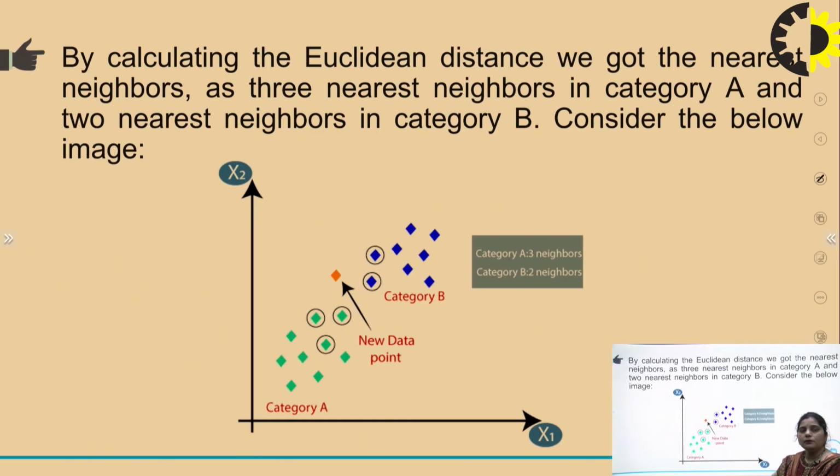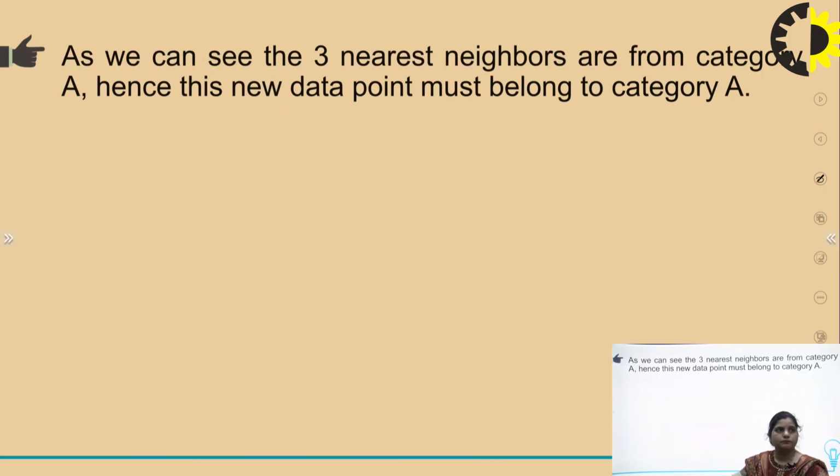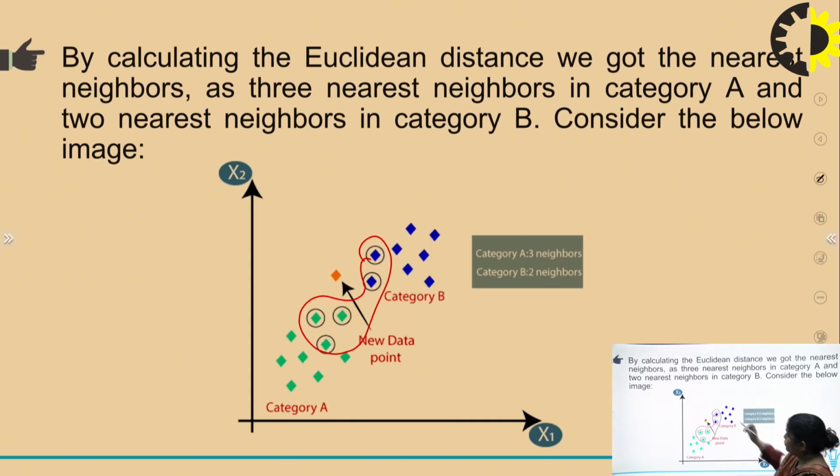By calculating the Euclidean distance, we got the nearest neighbors as these 3 and these 2. These are the nearest neighbors. In category A we have 3 nearest neighbors, and in category B we have 2 nearest neighbors. These nearest neighbors are identified by calculating the Euclidean distance. Now, as we can see, 3 nearest neighbors are from category A and 2 are from category B.